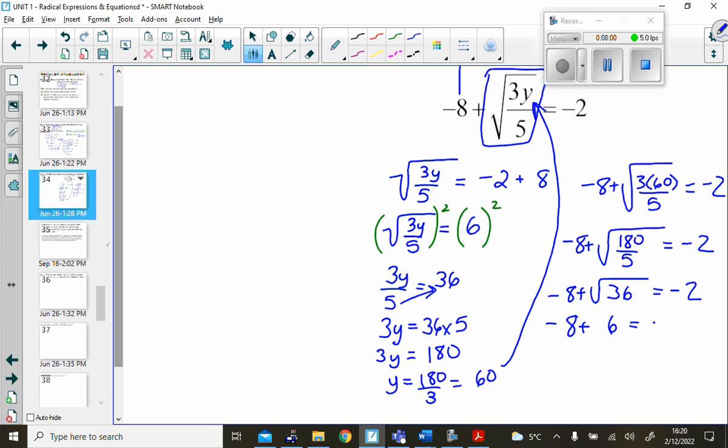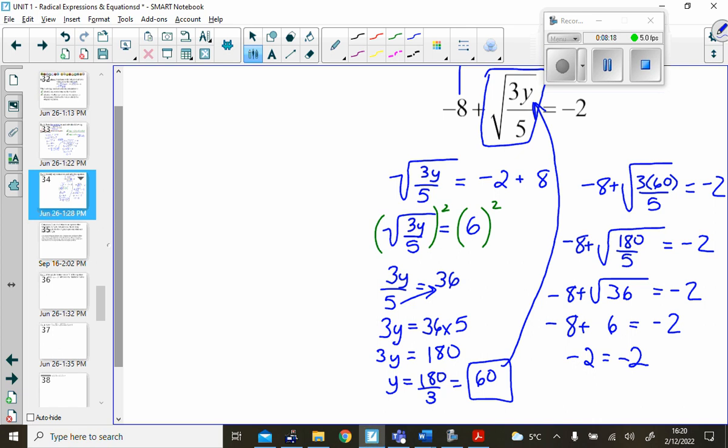Square root of 36 is 6. And negative 8 plus 6 is negative 2. So they equal each other. Therefore, you're confident that 60 is an answer to the question.